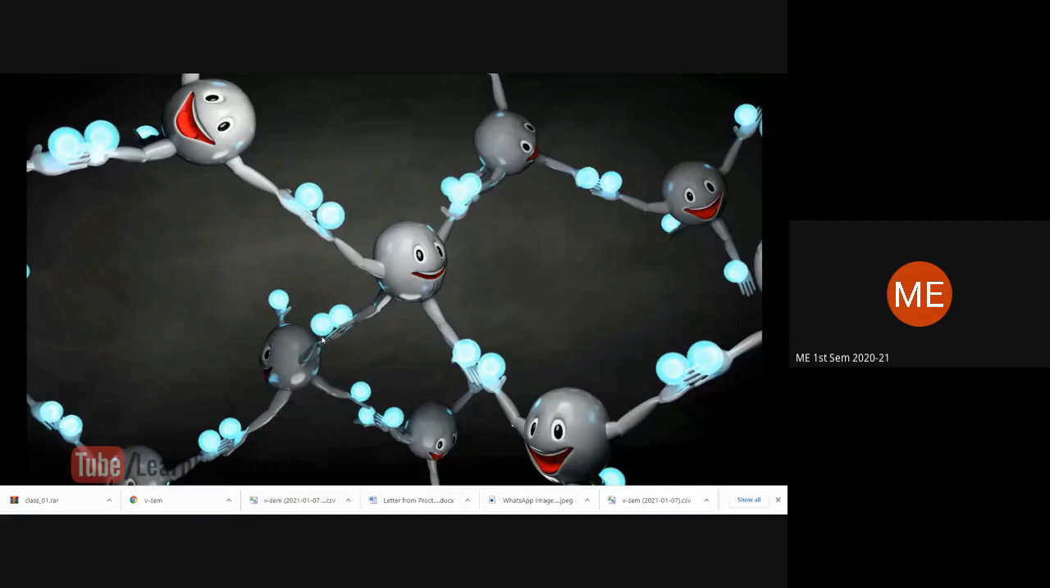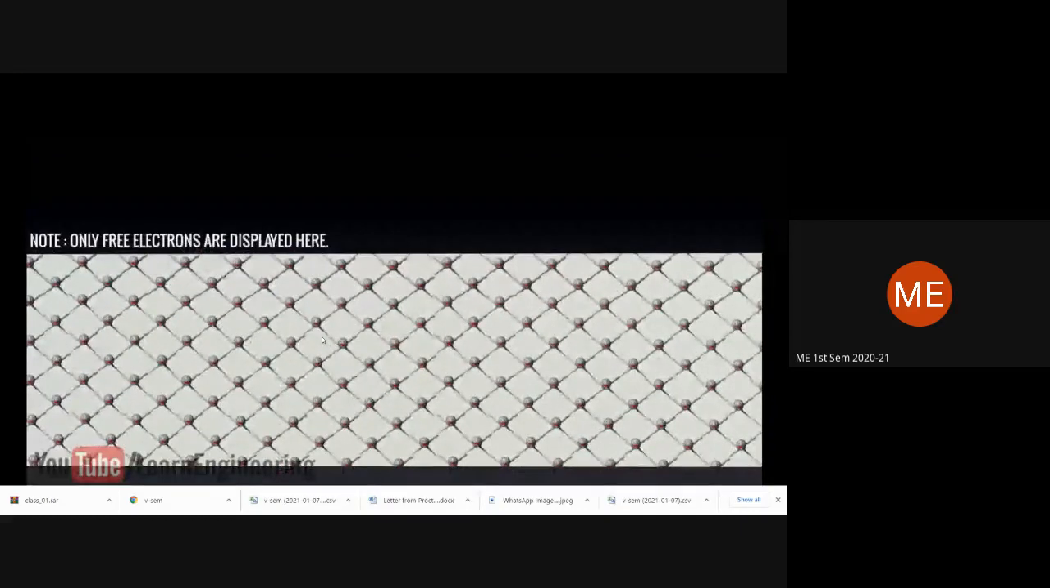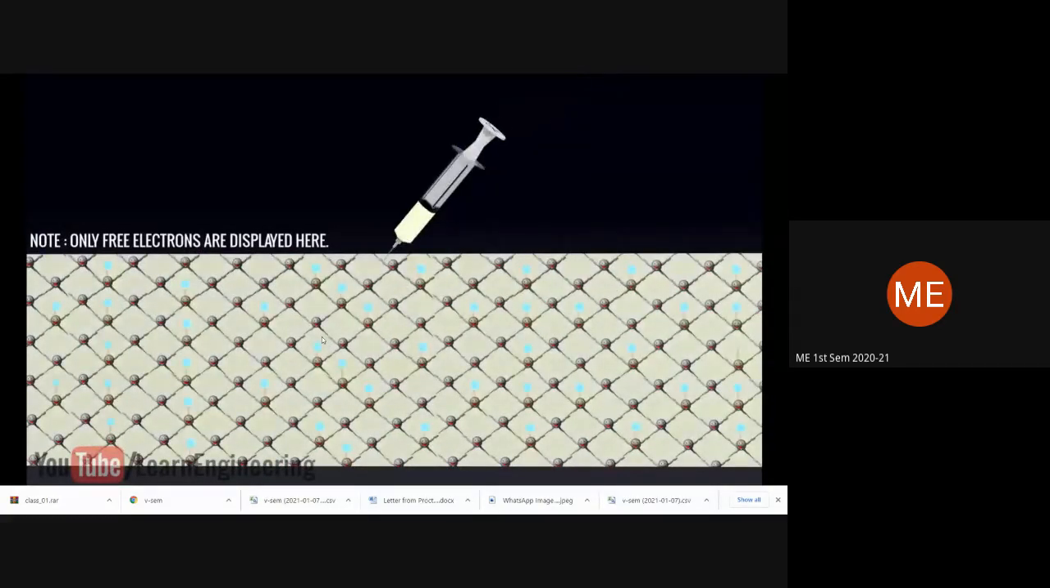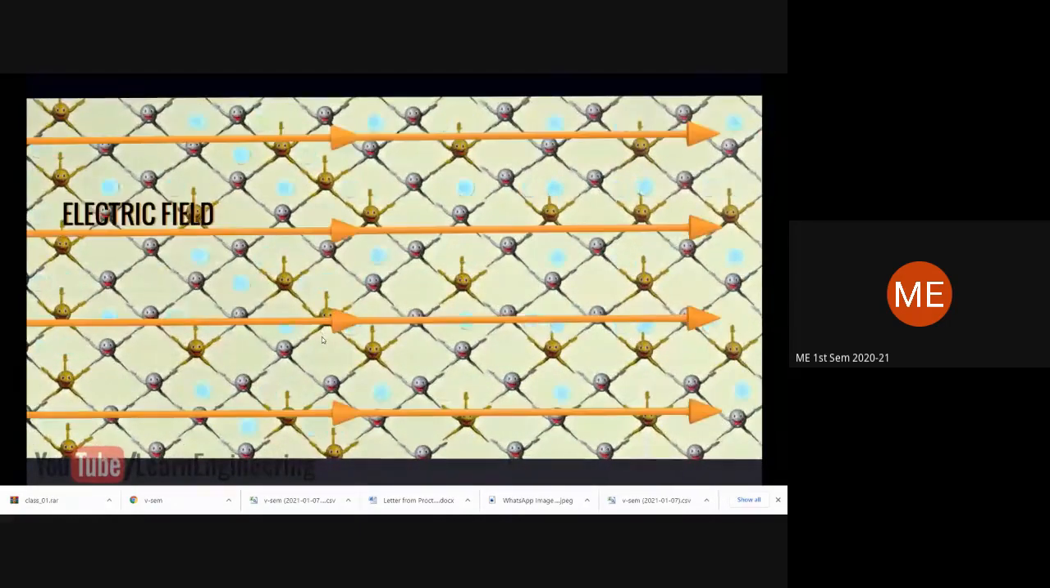To make the study easier, let's consider a 2D structure of the silicon crystals. Assume that phosphorus atoms with 5 valence electrons are injected into it. Here, one electron is free to move. In this structure, when the electrons get sufficient energy, they will move freely.